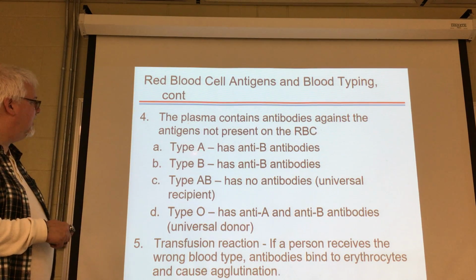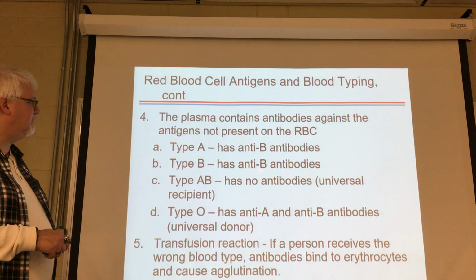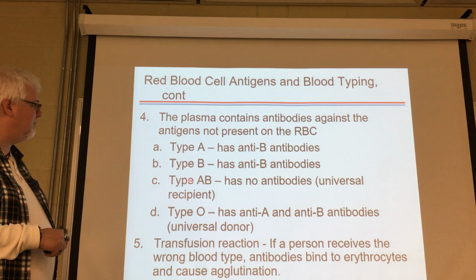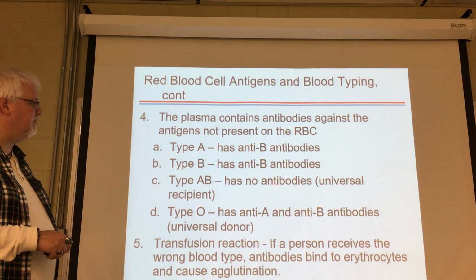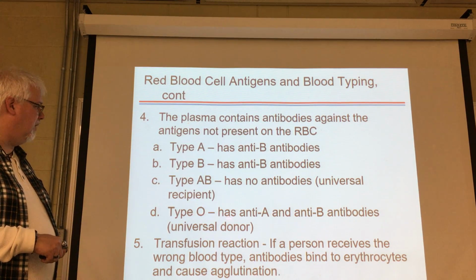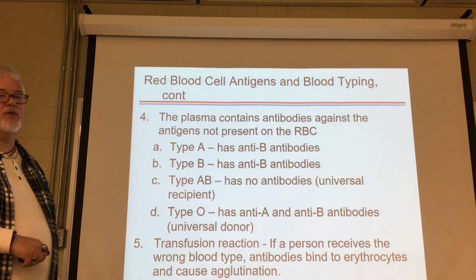As we've mentioned, type A has the anti-B antibodies, type B has the anti-A, that should say anti-A, I apologize, anti-A antibodies. Type AB has no antibodies, so again, they're the universal recipient. And type O has anti-A and anti-B antibodies, so they are the universal donor.